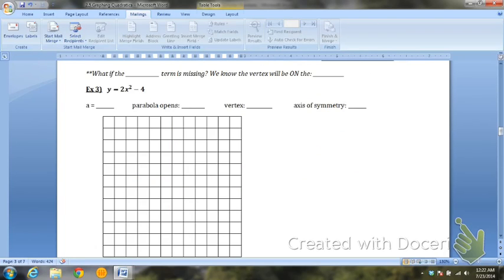So example number 2: if the parabola points down, then that means there is a high point, so it has a maximum. You can go ahead and fill in that blank.